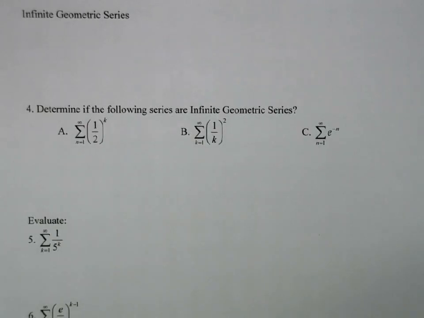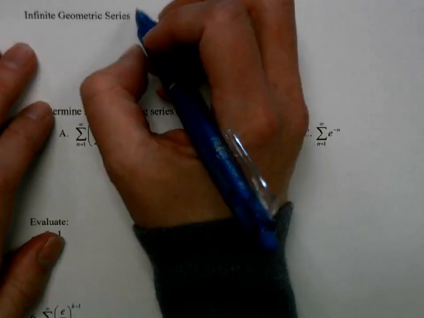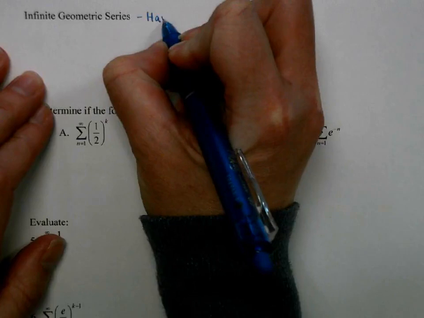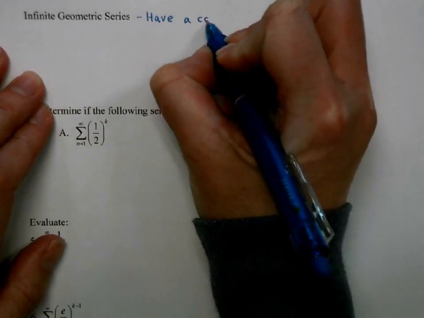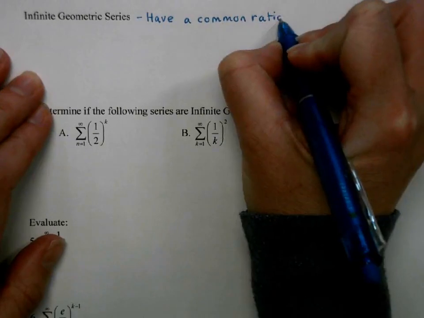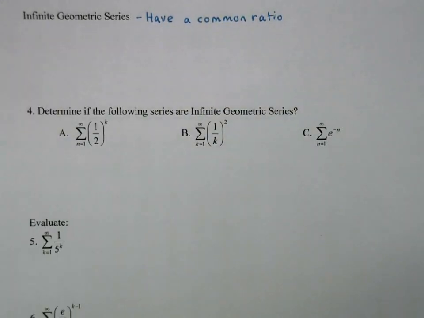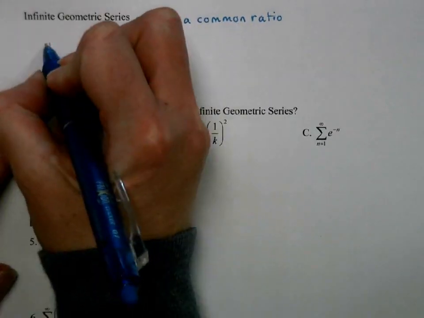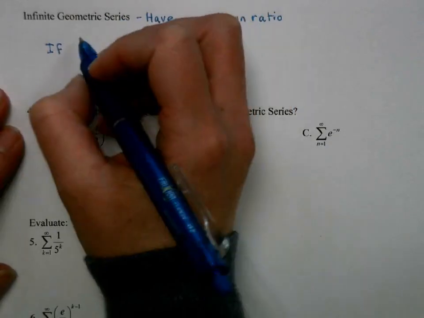In this video, I'm going to be talking about infinite geometric series. This is a unique series. These are series that have a common ratio. Okay, and we'll look at some examples here shortly. But if it has a common ratio, there's something very interesting that happens.